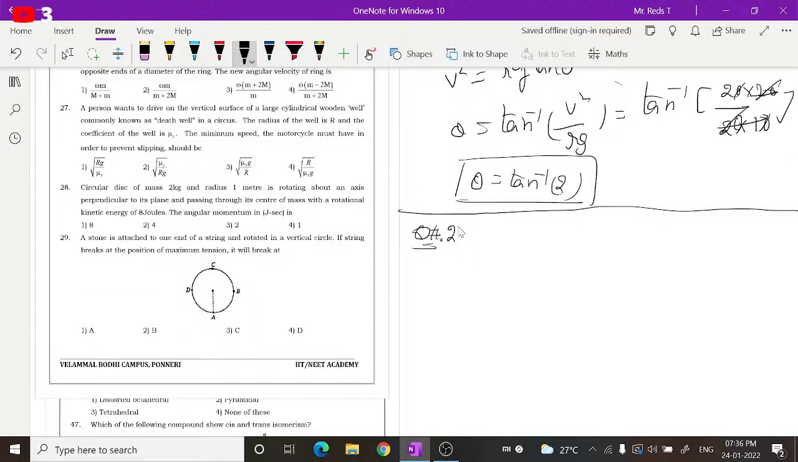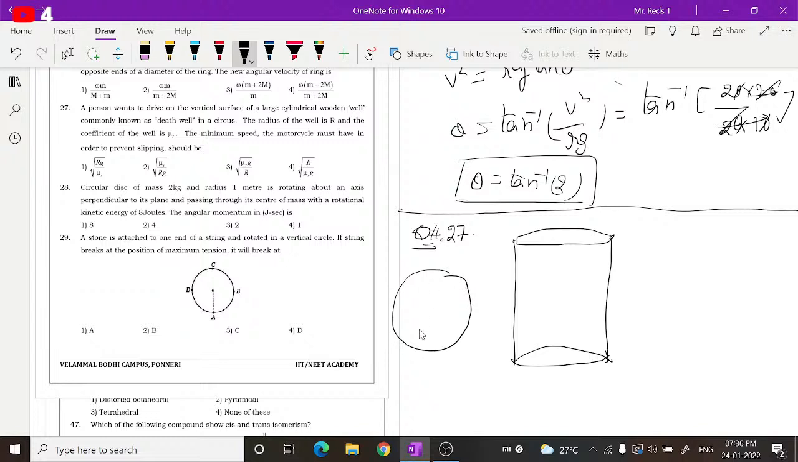For question number 27, a death well is nothing but a cylindrical structure like this. When a person is in a cylindrical structure, usually in a circus you may see globes. Motorbikers will move in the globes. Just if it is spherical globes, the motorbike will sometimes go and be moving doing the circles like this. Okay, horizontal circles like this.